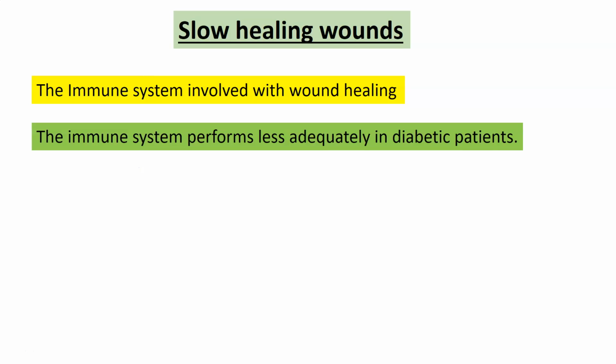It's also impaired. So we know that the immune system performs less adequately in diabetic patients. So remember, it performs less adequately. There's an adequate level of performance which is required for normal healing of wounds, but because the immune system is impaired, it performs less adequately.